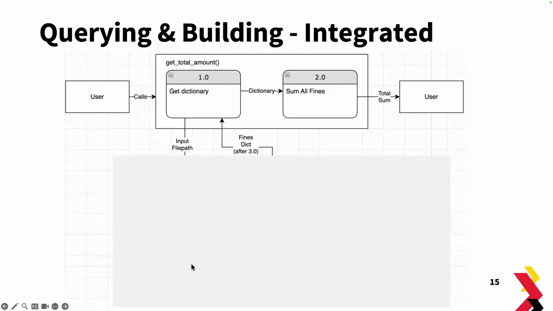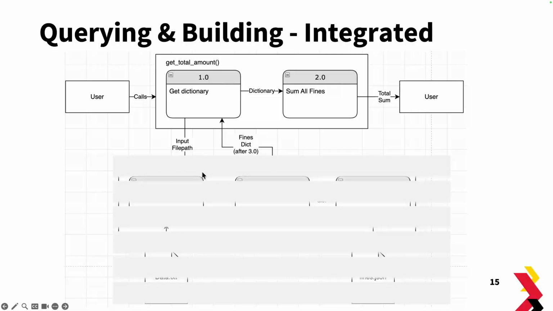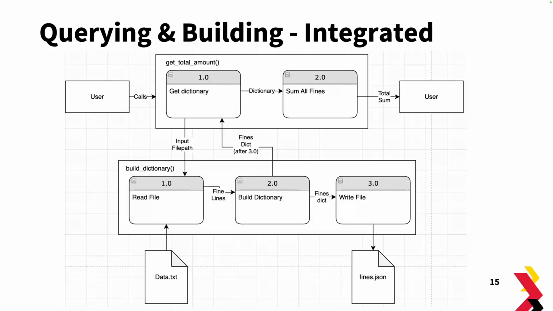I'm obviously hiding something here, right? This get dictionary function needs to get it from somewhere. And we see these lines partially hidden, but we see we're giving the input file path to something and we're getting a dictionary back from something, okay? And hopefully you can guess that this is the build dictionary function, very similar to the one that we just looked at with some additions.